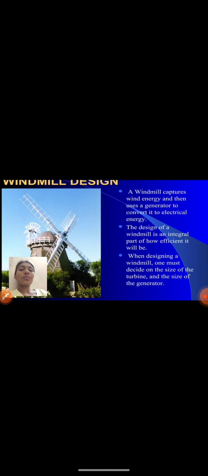To be considered a good location for wind energy, an area needs to have strong and steady wind. Windmill design: a windmill captures wind energy and then uses a generator to convert it to electrical energy. The design of a windmill is an integral part of how efficient it will be. When designing a windmill, one must decide on the size of the turbine and the size of the generator.